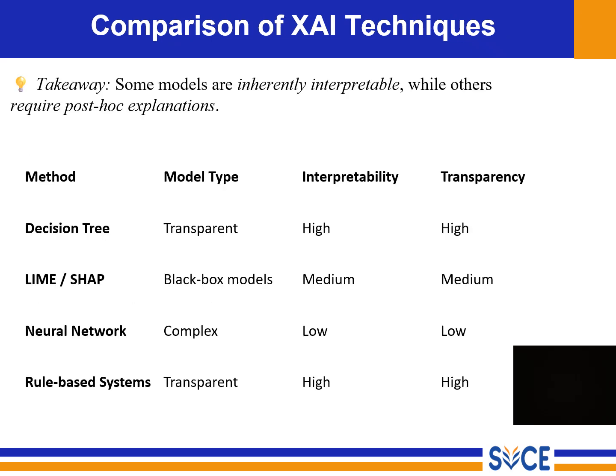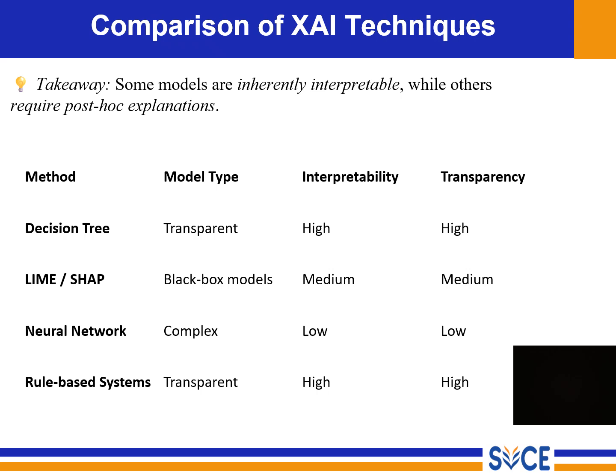Comparison of XAI techniques. Okay, we can compare the XAI techniques. So the first one, decision tree. A decision tree is the transparent type. It has high interpretability and high transparency. And then LIME or SHAP, it's a black box add-on. The interpretability is medium and the transparency is also medium. Then the third one is neural network. It is a very complex type, so the interpretability is low and the transparency is also low.